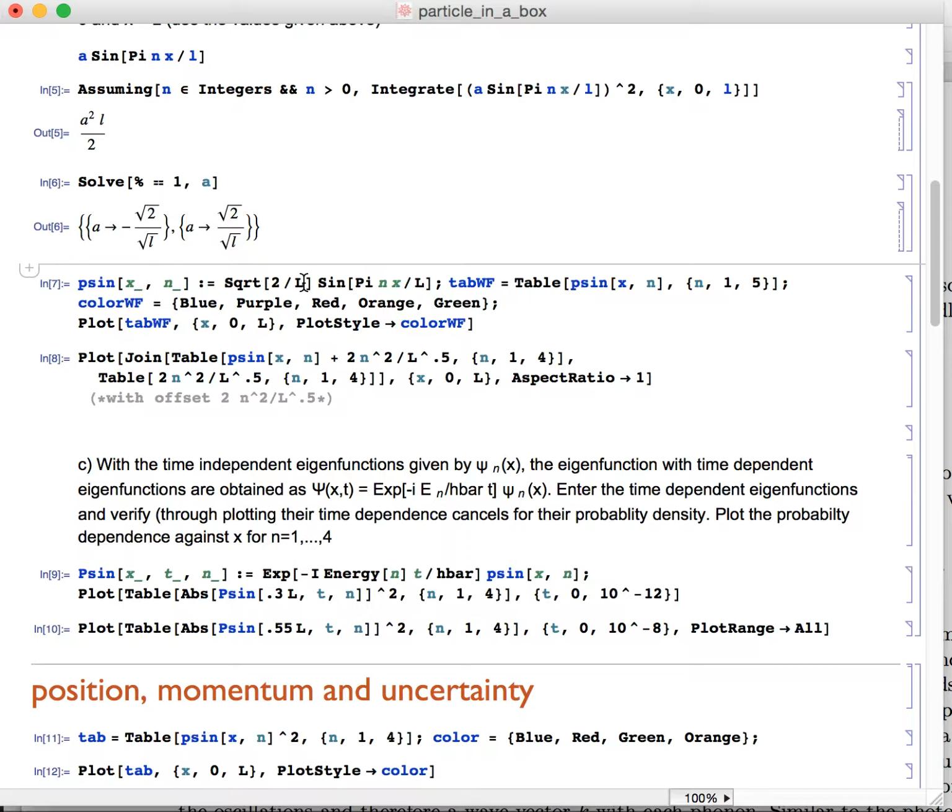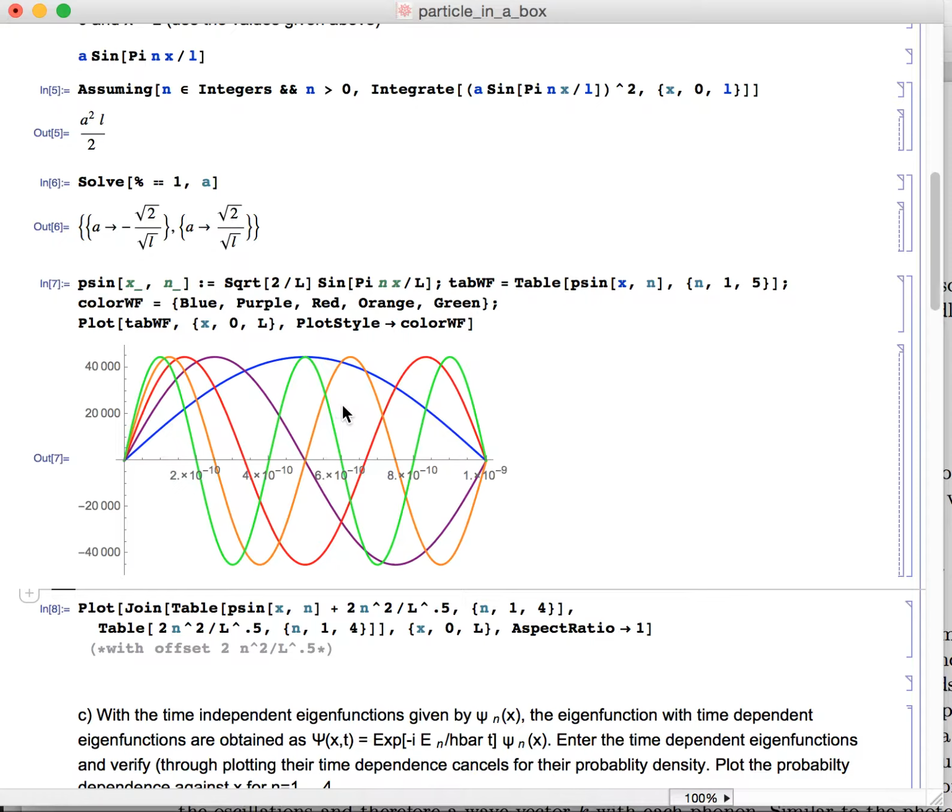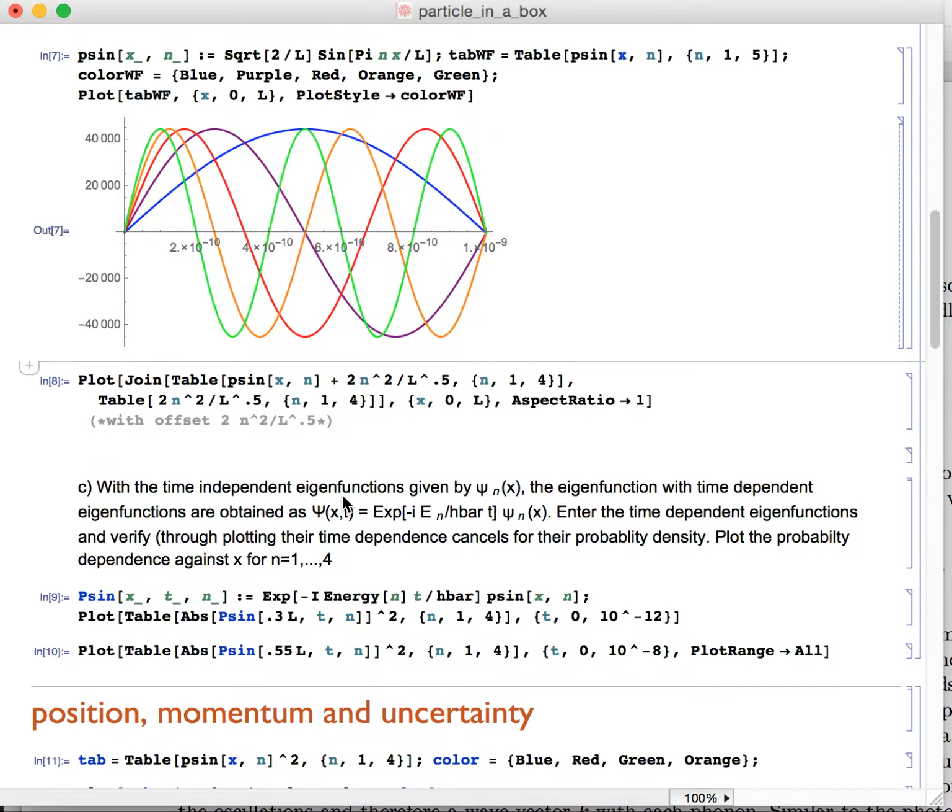Now with our L defined, which is now 1 nanometer, we have our wave function, the solution here. And then we make a table of this wave function, and we just make it in different colors. So now blue will correspond to n equals 1, purple to n equals 2, and so on. And then that's how the picture looks like. And you see that each wave function has more nodes if you go to higher values of n.